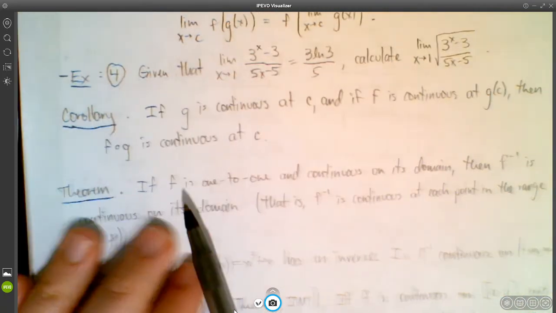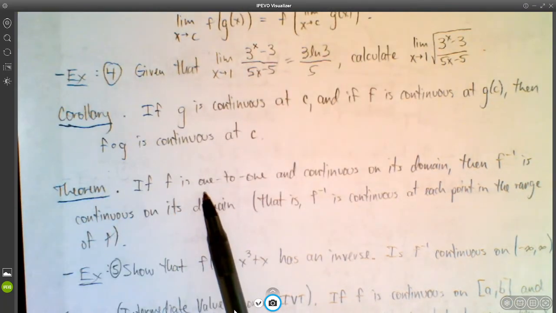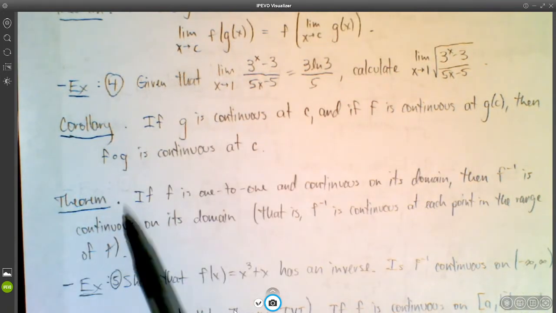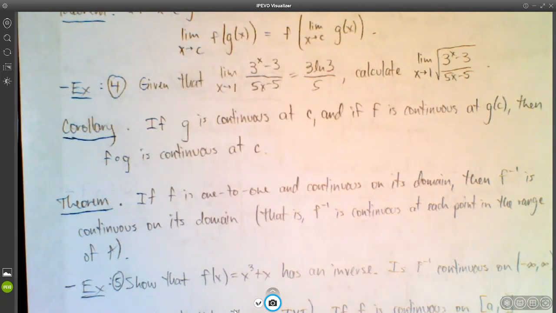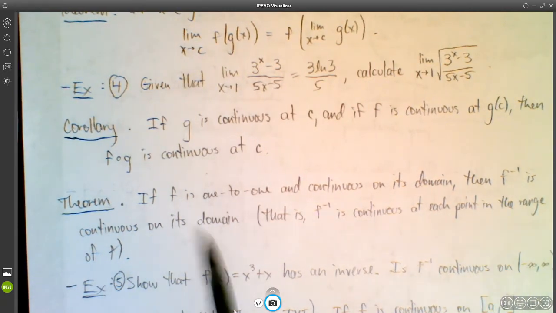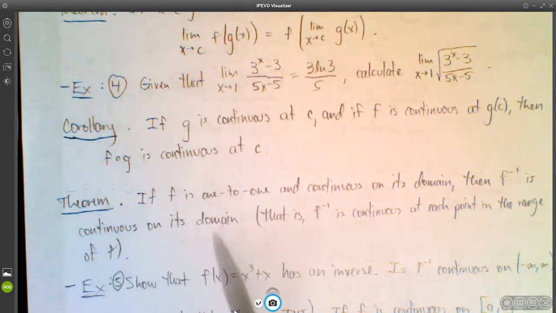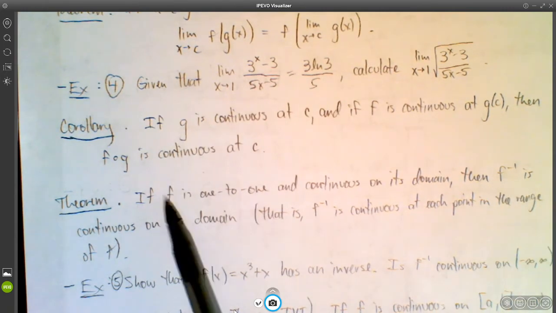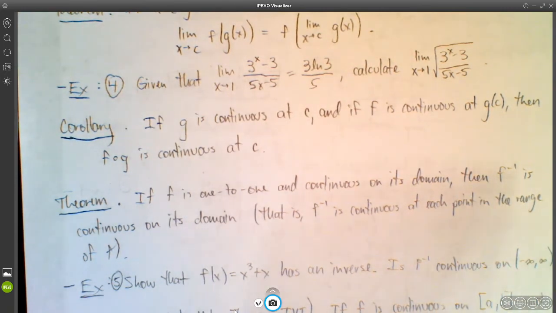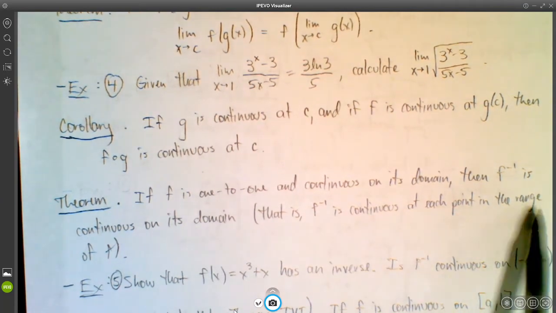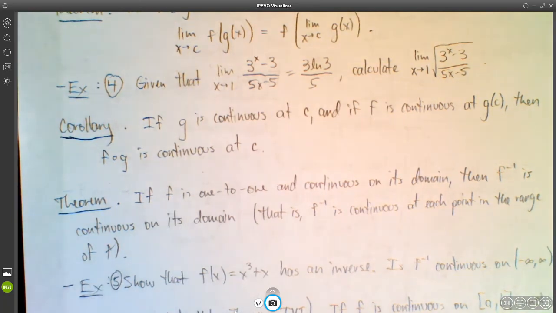Anyway, if f is 1 to 1, then it has an inverse. And this theorem is going to tell us what we can expect about its inverse. So if f is 1 to 1 and continuous on its domain, then f inverse is continuous on its domain. You may recall from previous algebra classes that the domain of an inverse is the same as the range of the original. So if f inverse is continuous on its domain, that's the same thing as saying that f inverse is continuous at each point on the range of the original parent function f. So if f is 1 to 1 and continuous, then f inverse is also continuous.